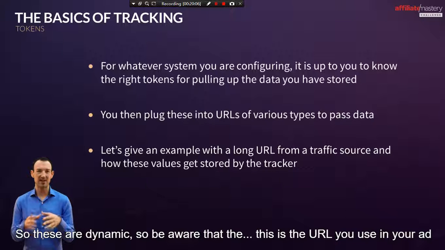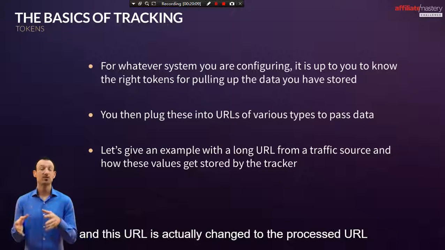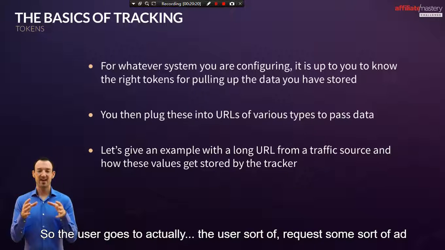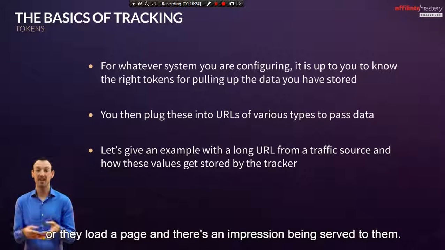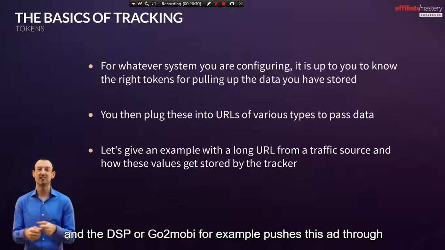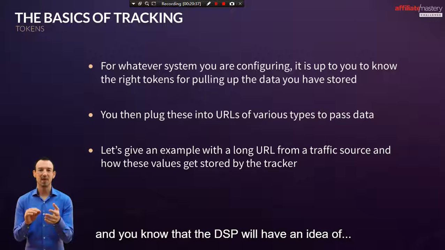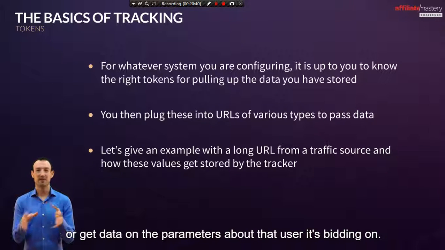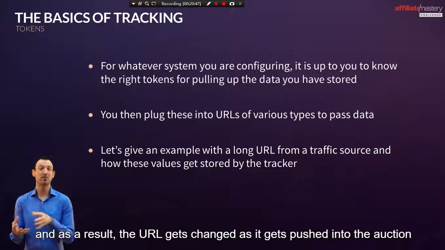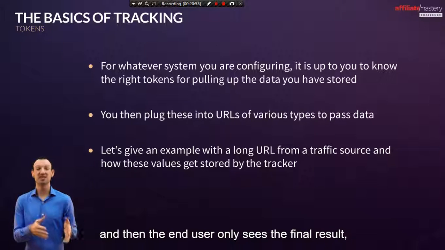So these are dynamic, so be aware that this is the URL you use in your ad, and this URL is actually changed to the processed URL every time an ad impression is served. The user requests some sort of ad, or they load a page and an impression is being served to them. In the background, you have all this real-time bidding happening, and the DSP, or GoToMobi for example, pushes this ad through, and the DSP will get data on the parameters about that user it's bidding on. It has to know whether or not it wants to even bid on that user. As a result, the URL gets changed as it gets pushed into the auction, and then the end user only sees the final result, which in this case would look something like this.